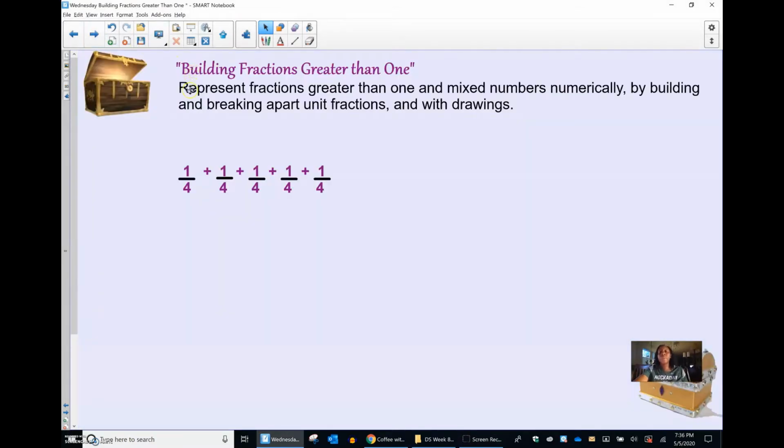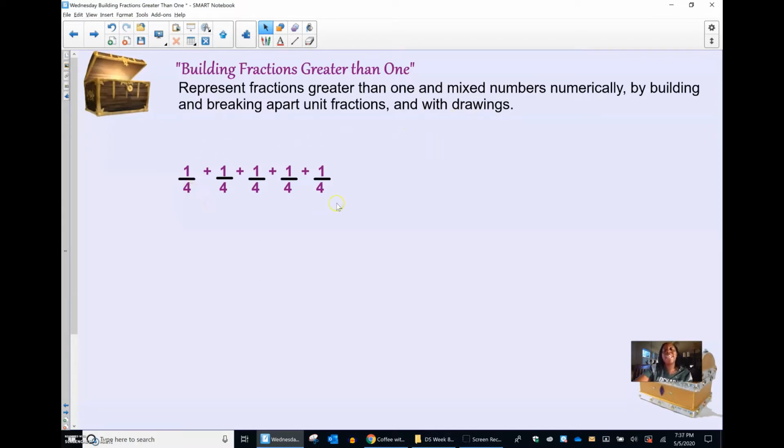So what we're going to be doing today is building fractions greater than 1. We're going to represent fractions greater than 1 and mixed numbers numerically by building and breaking apart unit fractions and with drawings. So make sure you have your math notebook, have a pencil with you, and let's get started.